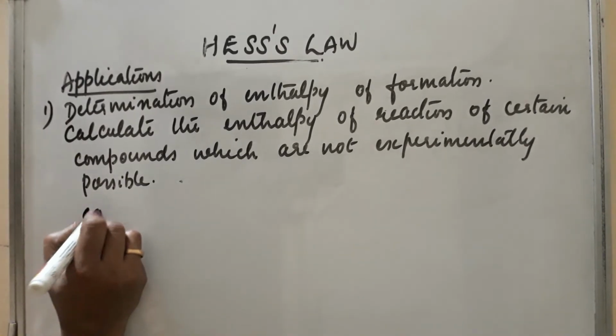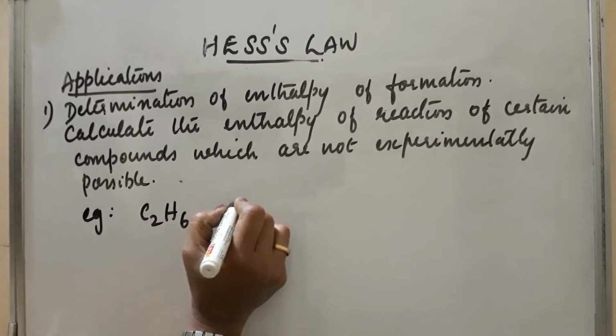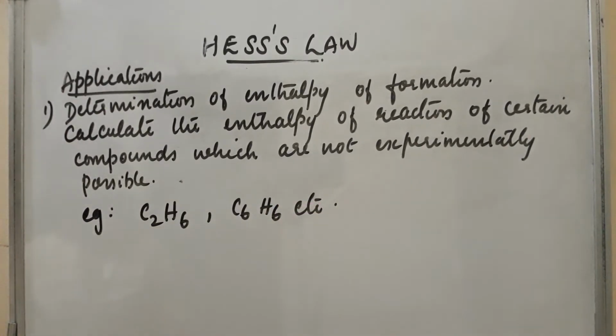Examples of some compounds are C2H6 and C6H6. We can indirectly calculate their enthalpy of reaction by using Hess's law.